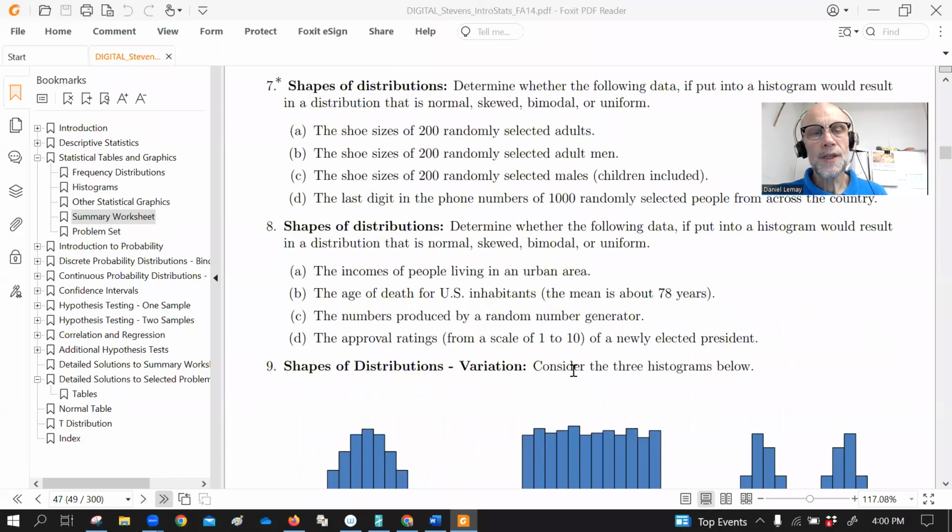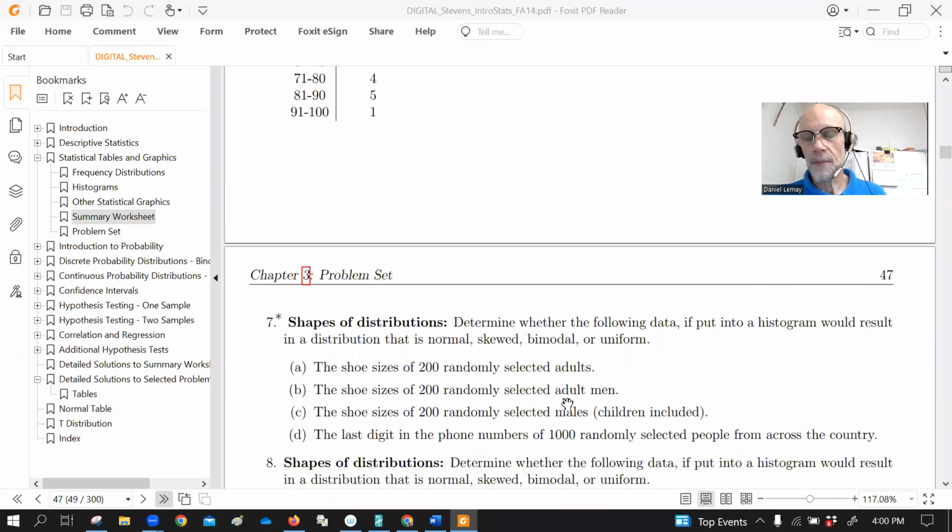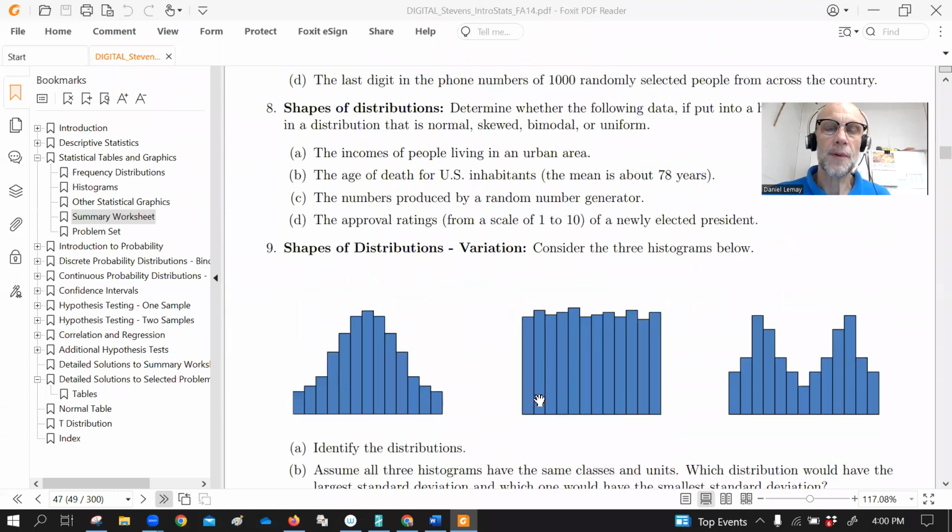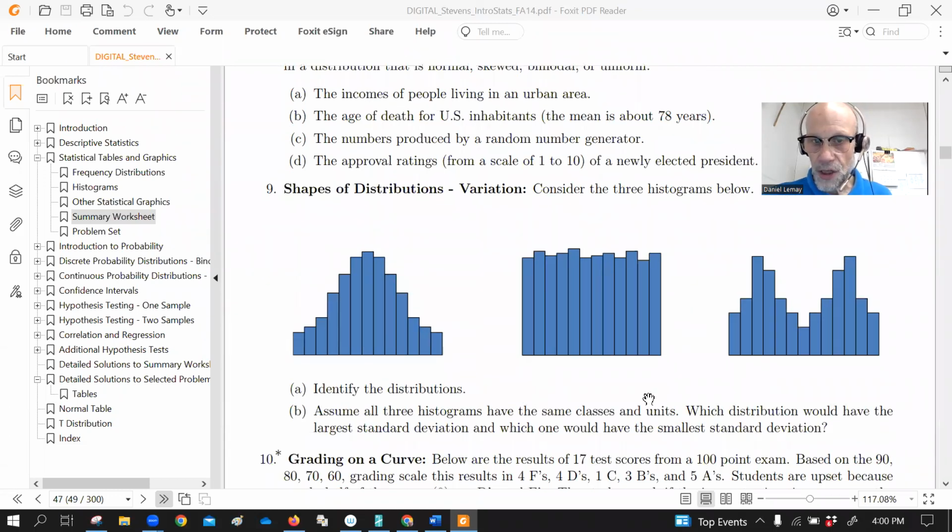So I'm looking at question 9 in chapter 3 on page 47 out of the ThinkDO textbook. And it's asking us to identify the shapes of the distributions and then thinking about which has the most variation, smallest, well, in this case, standard deviations. I'll talk about them all here.